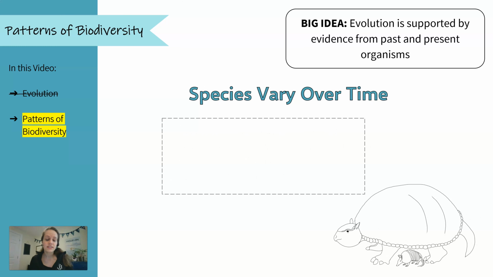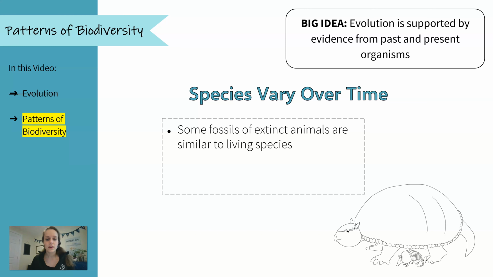Finally, scientists observe that species vary over time. And our evidence for this is that fossils of extinct animals are similar to animals that are alive today. And this is true of plants as well, though I think it's a little easier to see in animals.